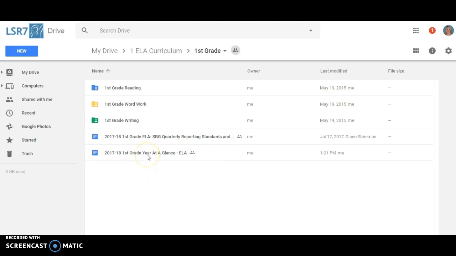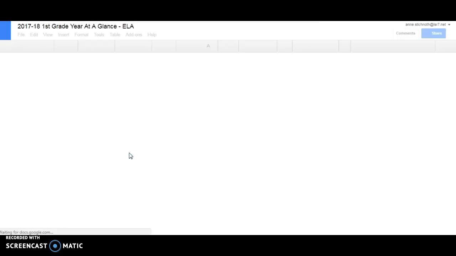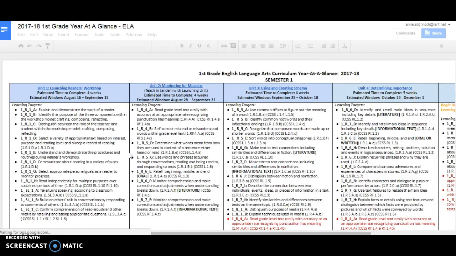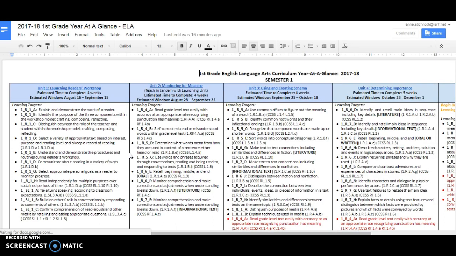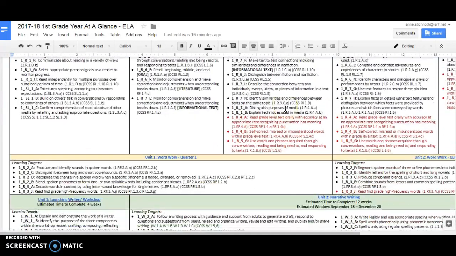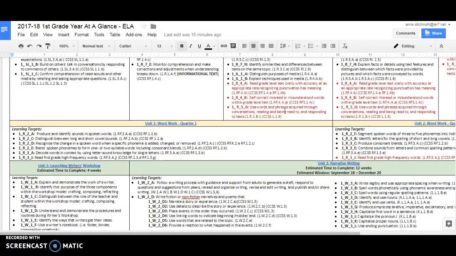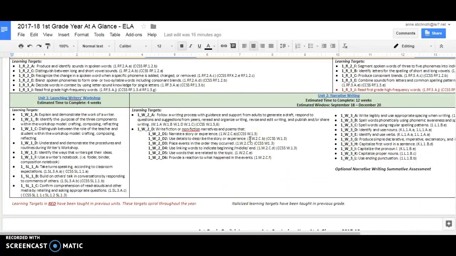You'll also find a year-at-a-glance document for ELA. If you've not already seen that, you will notice some changes that were made to the year-at-a-glance document for ELA. Year-at-a-glance documents now include all parts of ELA. Reading, you'll notice, is first on the year-at-a-glance document. If you scroll down, in grades K through 2, you'll notice the word work units have been included on this document. And then last, you'll see the writing units included on this document.